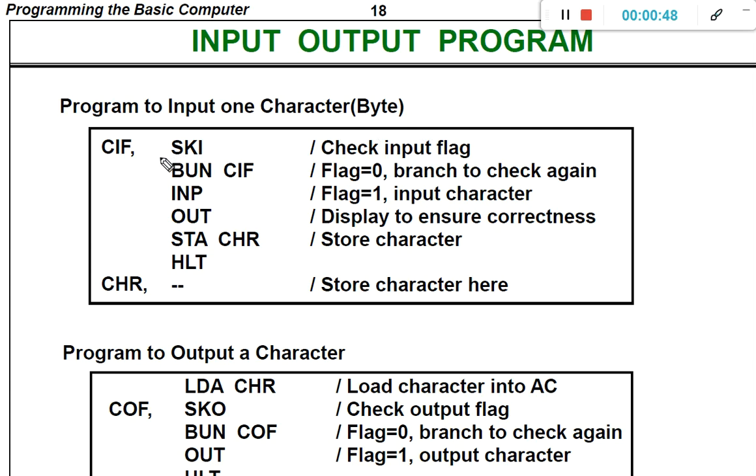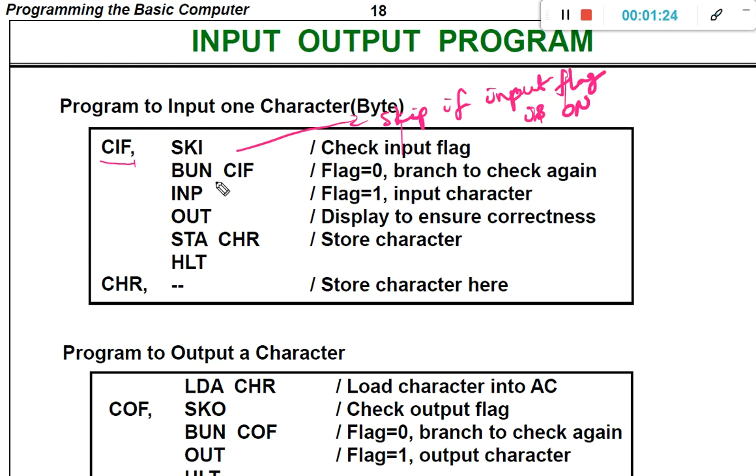So let us see the first operation. The first operation is we have taken a label CIF and the first command is SKI. SKI means skip if input flag is on. Okay. So it is going to check the input flag.